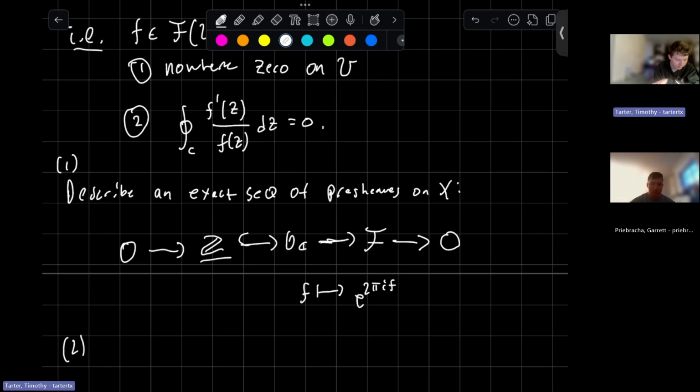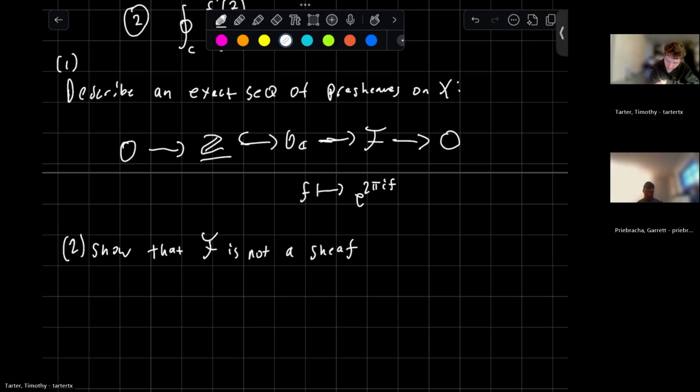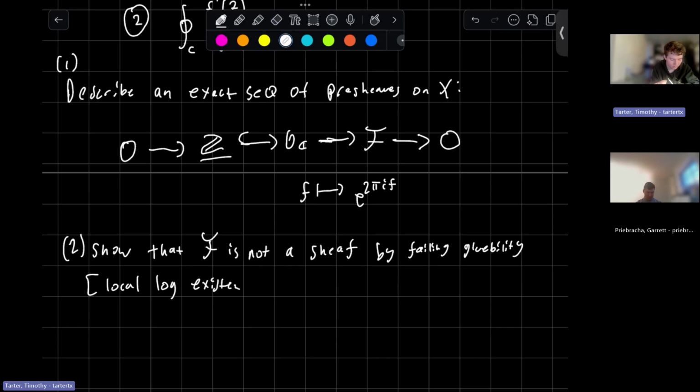Part 2 is to show that F is not a sheaf by failing glueability. And the hint is local log existence is not the same thing as global log.